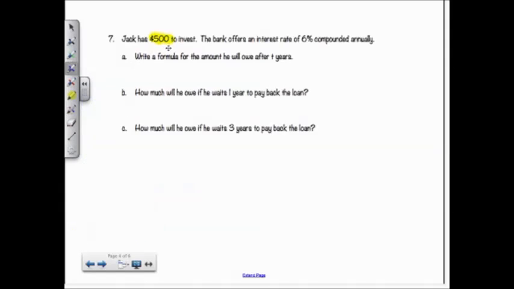All right, let's look at number 7. It's going to be slightly different, but first of all, I want you guys to change this invest right here into borrow. He's going to borrow $500, and the bank gives an interest rate of 6%, but this time it is compounded annually.